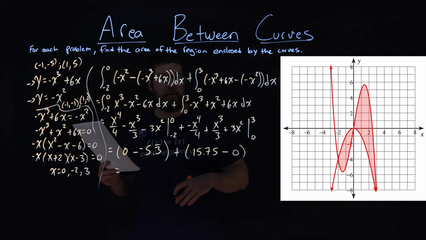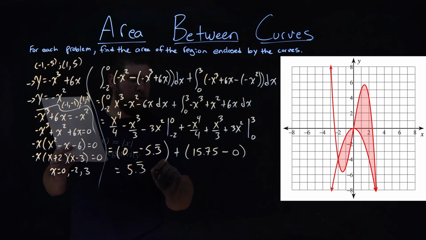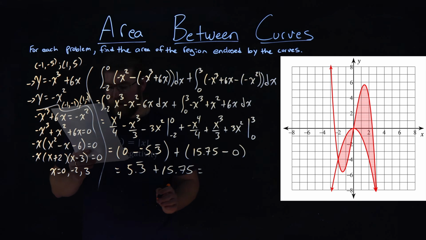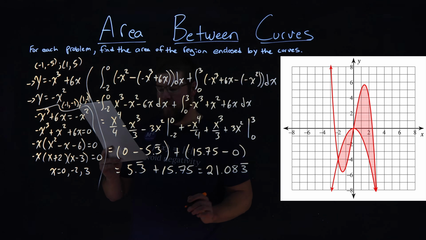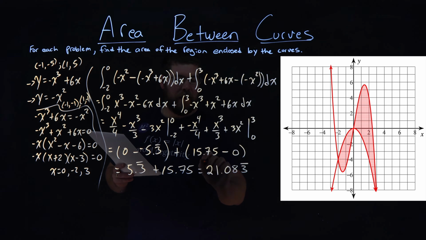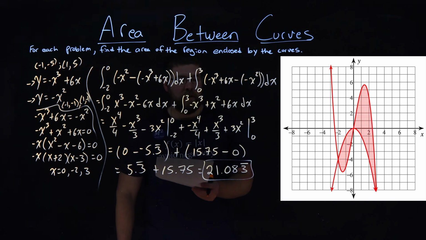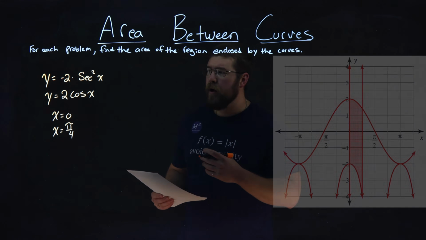Okay? So now we'll simplify this. The minus and negative 5.3 repeating is plus a positive, so 5.3 repeating, plus a 15.75. And that comes out to be a good old 21.083 repeating. And there we have it. My final answer here for the area between the curves is 21.083 repeating.